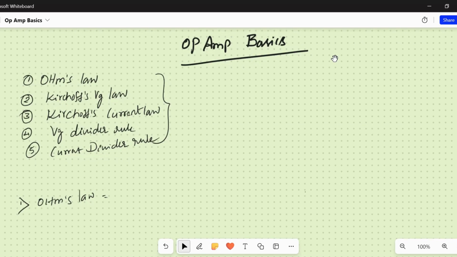The first law is Ohm's law. This is the basic fundamental law in physics. The second one is called the Kirchhoff voltage law. The third one is Kirchhoff's current law. The fourth one, needed for the op-amp design, is the voltage divider law. The fifth is the current divider rule. These are the 5 laws that we want to discuss today.